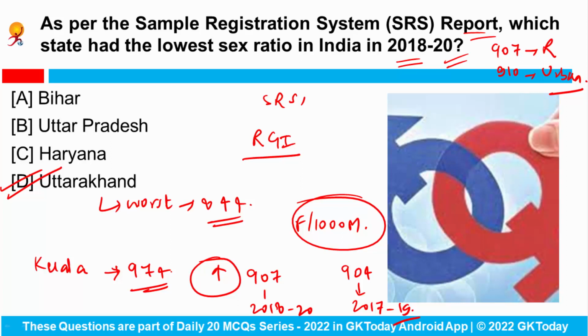So four things are basically important. First of all, which state had the lowest sex ratio in India? This is Uttarakhand. Then which state had the highest sex ratio? This is Kerala. And what was the sex ratio in the rural areas of India? So it was 907. And talking about the sex ratio in the urban areas of India, answer would be 910.